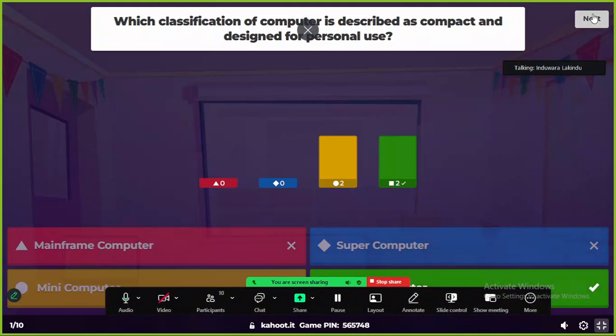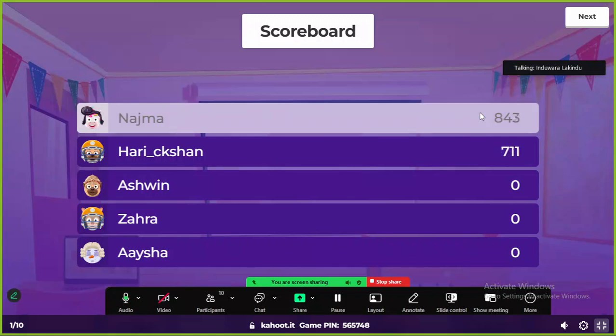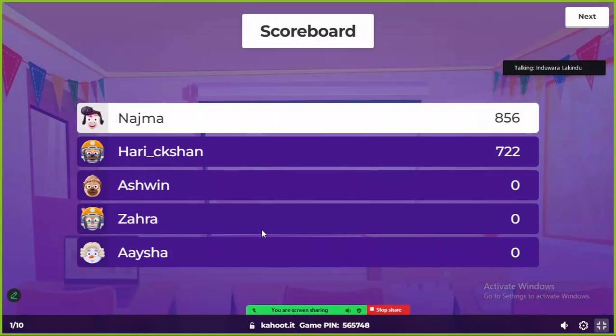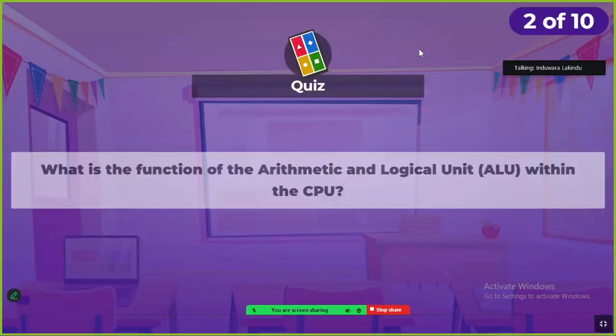Let's see who has won. Najma and Harikshan and Isa has joined. Najma has given the correct answer. Harikshan has given the correct answer. Others not yet, but you have time. You have more questions. Don't get demotivated. Let's see the next question.